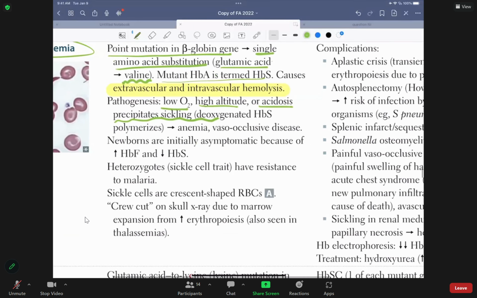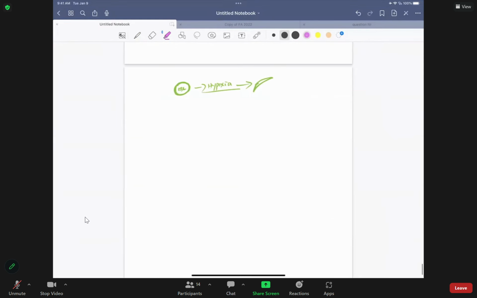Now, what will happen? Of course, they will have anemia because they are sickling. I want you guys to highlight this word, vaso-occlusive disease. Now, let's talk about this in a big picture.